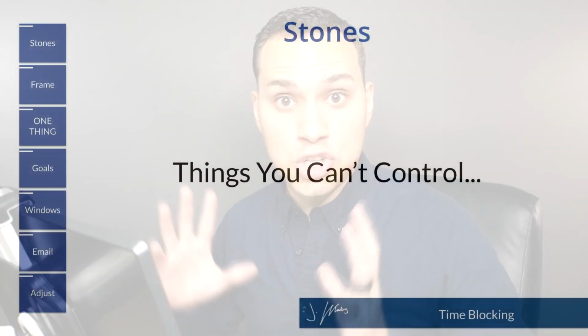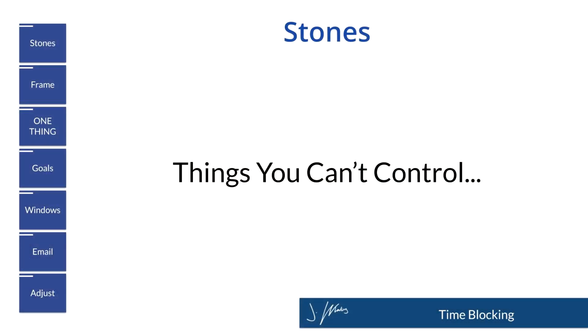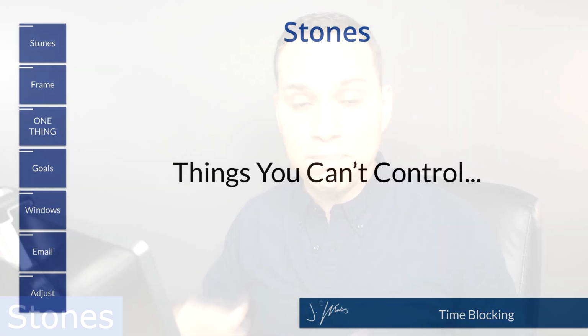The first thing we want to do here is identify our stones. Stones are things that are already set in stone. I know it sounds silly, and you can call it whatever you want, but these are the things that have already been planned or that you don't have any control over, like a part-time or full-time job, family obligations, vacations, whatever it may be.